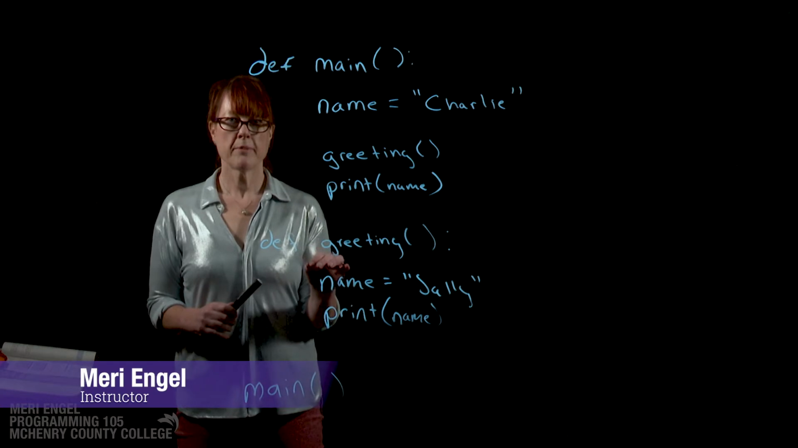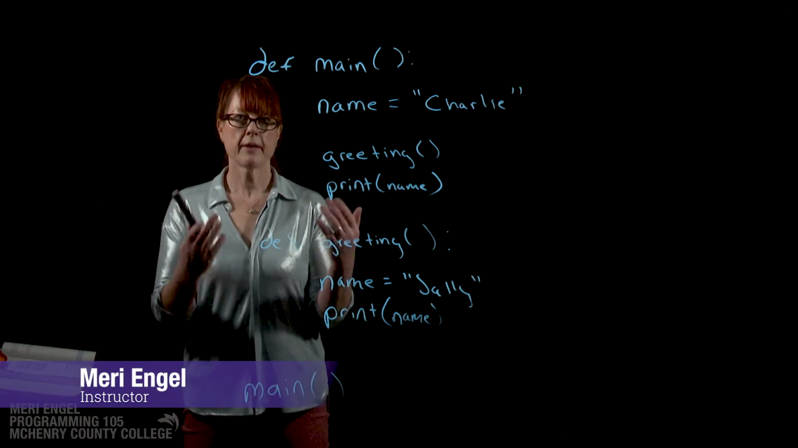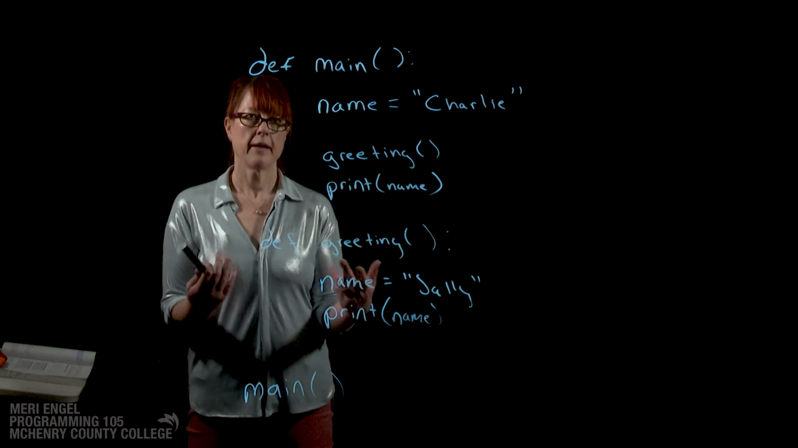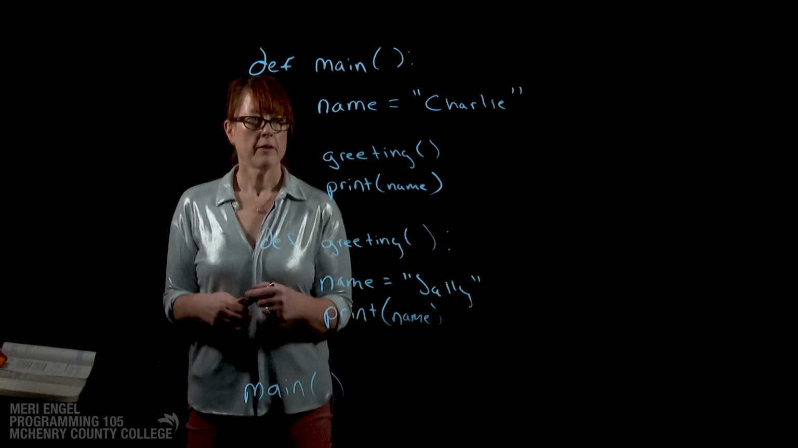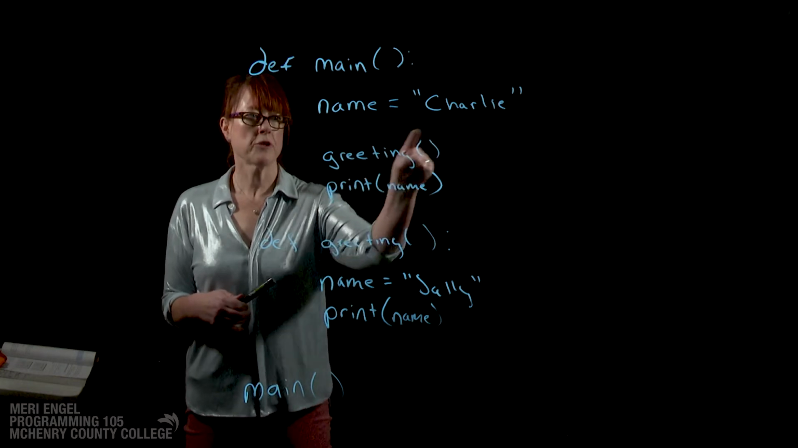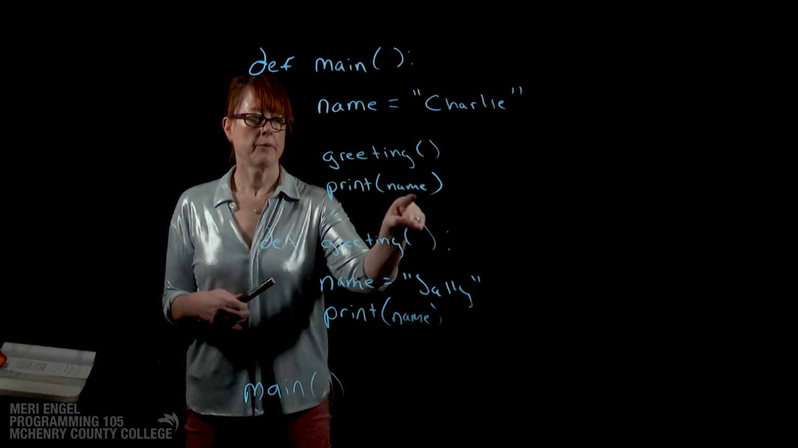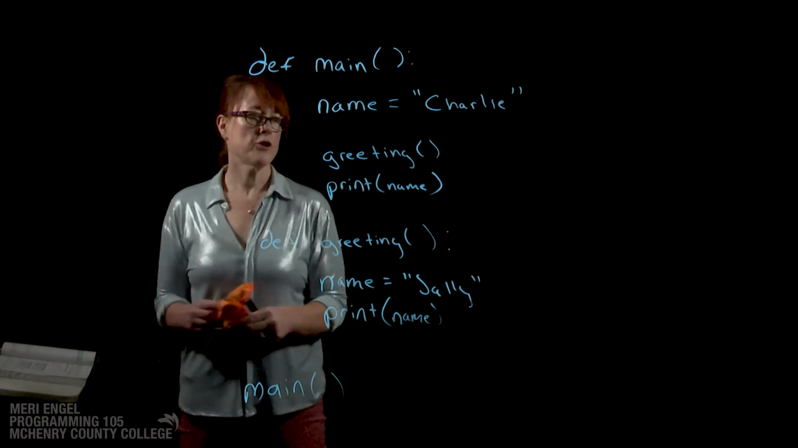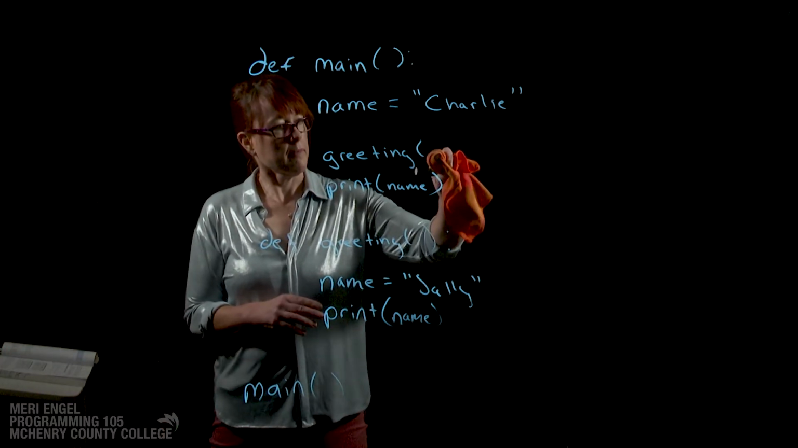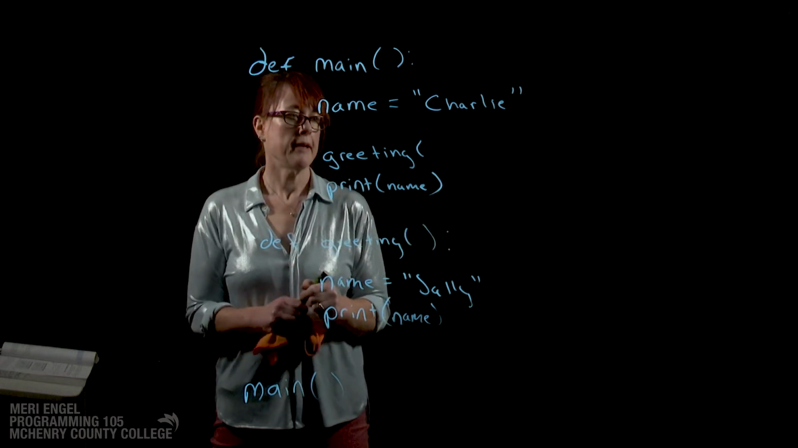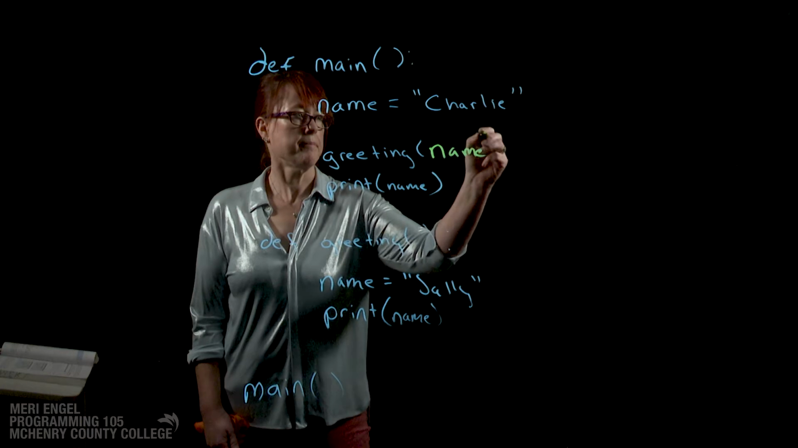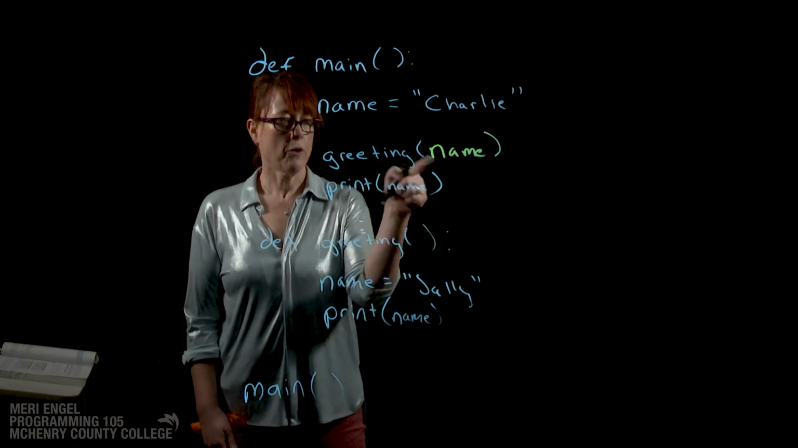Often, you're going to want to be able to use something that's sent from another part of the program. That's called passing a value or passing arguments. So here we have name equals Charlie, greeting, and then we print name. Let's change this slightly. So we're going to have greeting and pass name. And then that'll go to greeting.